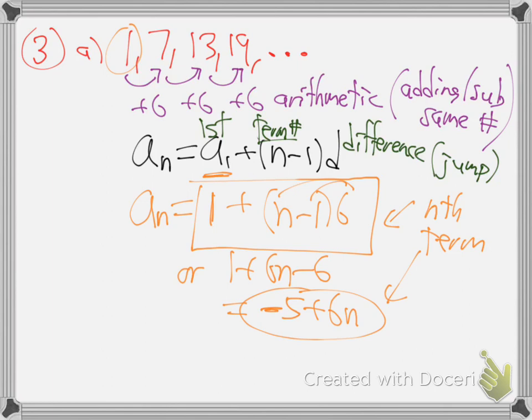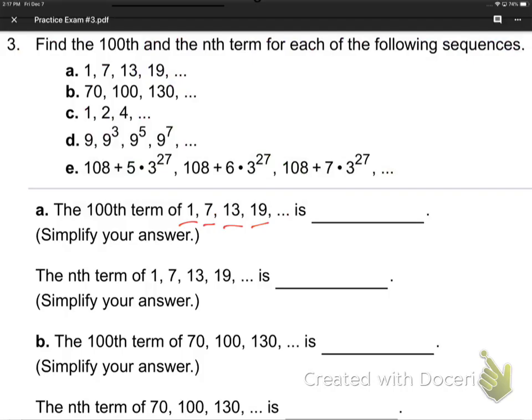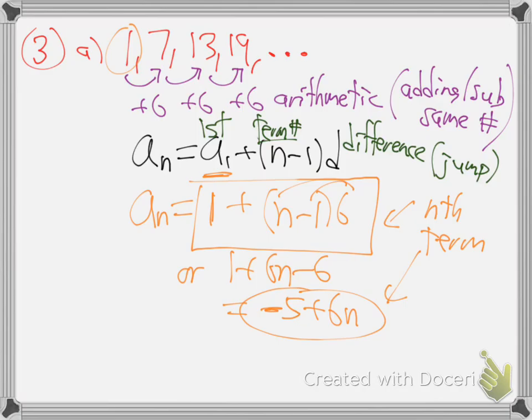Now the one other thing they want from us is the 100th term, right? They want the 100th term and the nth term. How do I find the 100th term? Plug in 100 into n. That means n is 100 in that formula we just found.